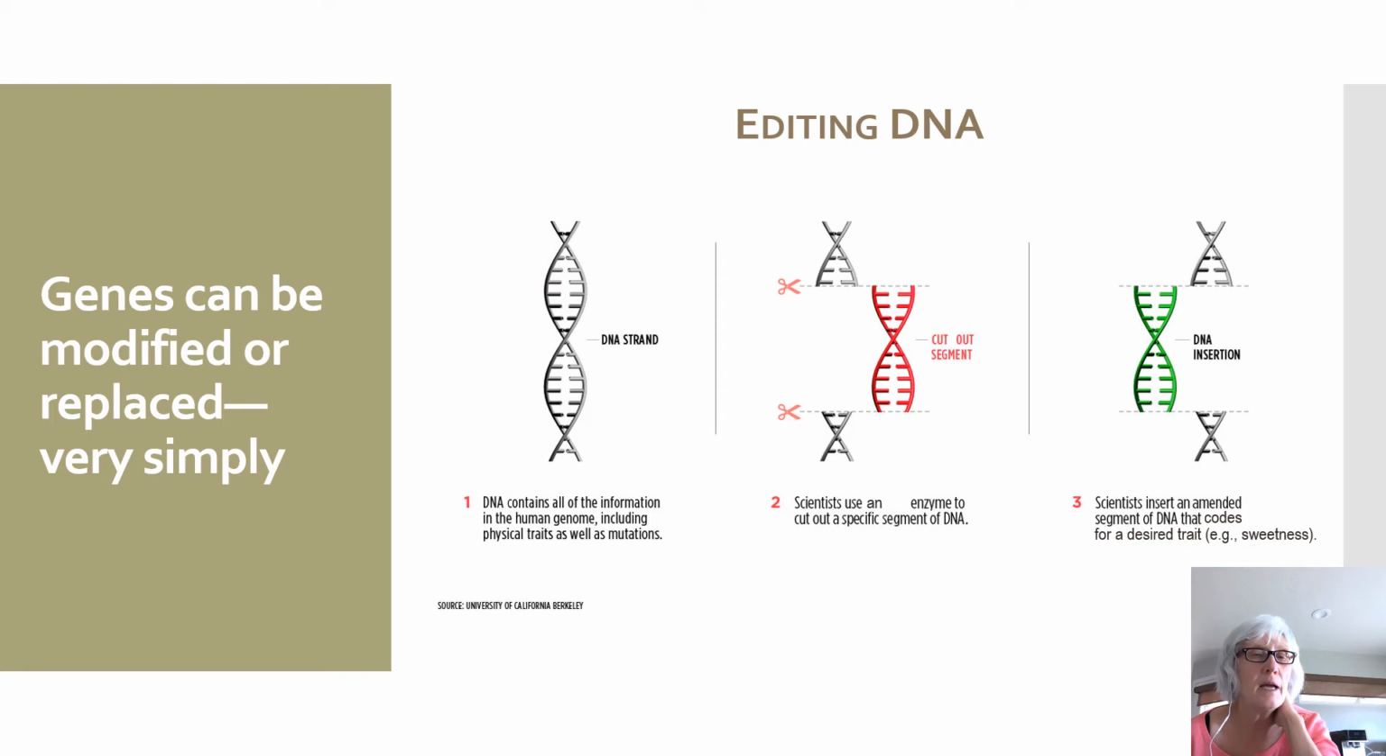We can edit the DNA in organisms, and that is because all of the DNA in all of the organisms has the same structure. Different sequences, but the same structure. We can use enzymes to cut out segments of the DNA and replace those segments with fragments that contain the desired sequence, being one that codes for something we want in an organism. For example, sweetness in fruits or vegetables.